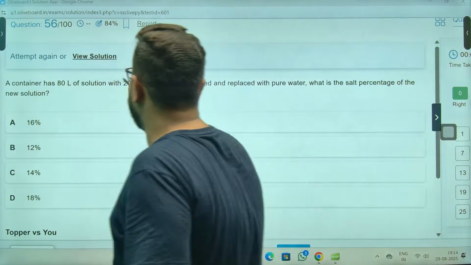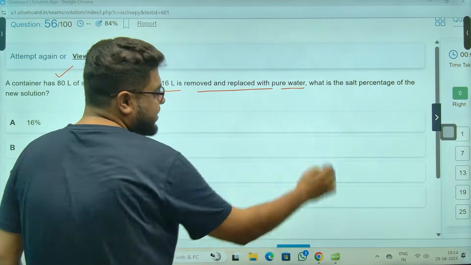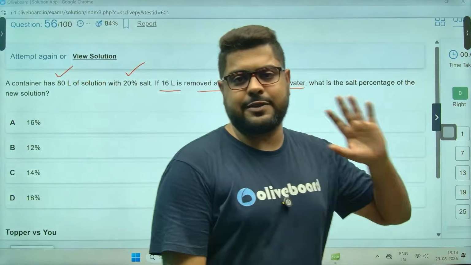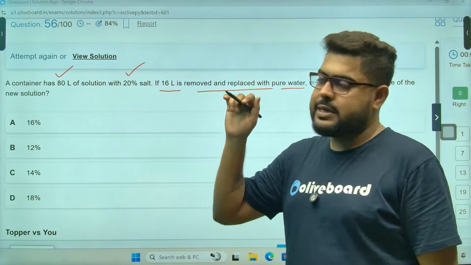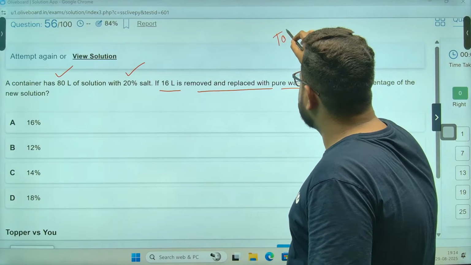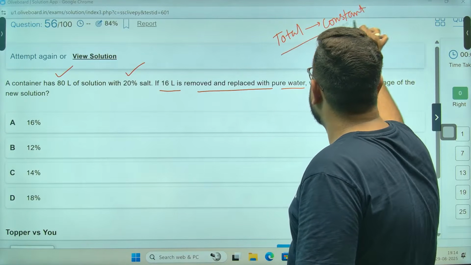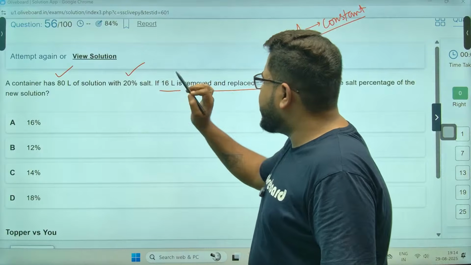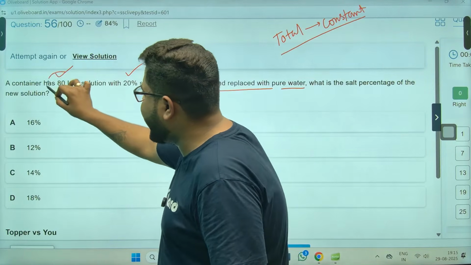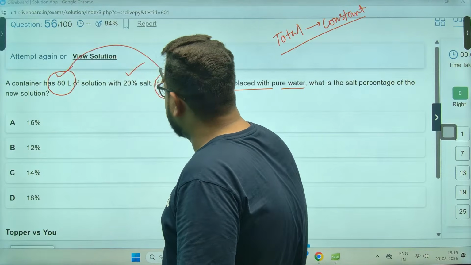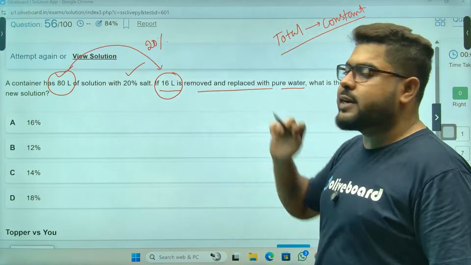Container 80%, 80 liters, 20% salt. 16 liters removed and replaced with pure water. Now again, you can do all sorts of stuff. This question, if you know the concept, replacement has two concepts. One is total is always constant. Another is if we are taking out from the mixture, you see we have taken out 16 liters out of 80 liters. Meaning we have taken out 20%, 1/5. 80 by 5 is 16, 16 5s are 80.